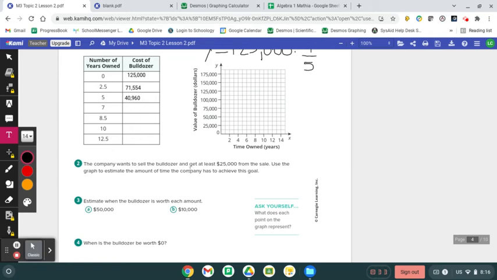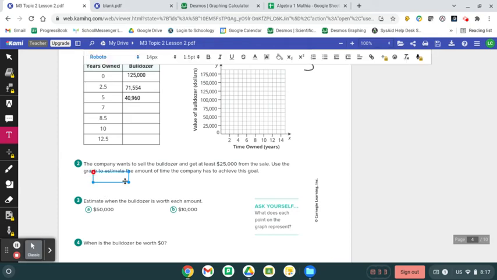Here it says the company wants to sell the bulldozer and get at least 25,000 from the sale. Use the graph to estimate the amount of time the company has to achieve this goal. So what you're going to do here is fairly simple. And I've taught you this like 1,000 times and we always forget it. But anyway, we have y equals 125,000 times 4/5, and we are raising that to the x power.